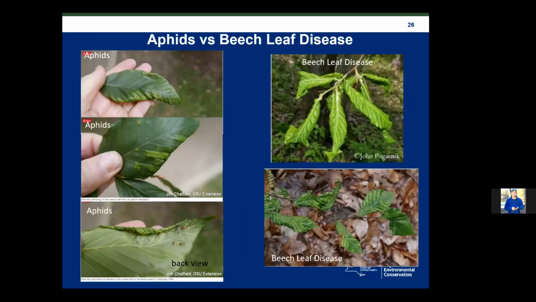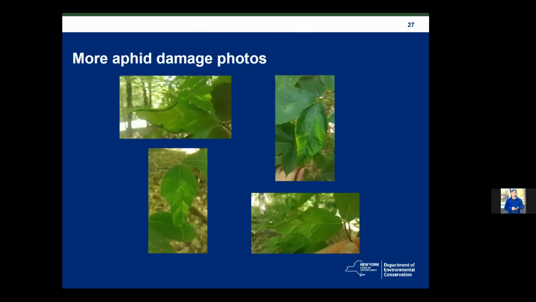Aphids versus BLD. The next lookalike is aphid damage and leaf curling. You can see here that the aphid curls are a much tighter curl on that part of the leaf, whereas BLD curls are an overall distortion of the whole leaf curling. Also, if you look closely at the back of an aphid damaged leaf, you might see old aphid casings. Here are more photos of that aphid damage and that tight curl.